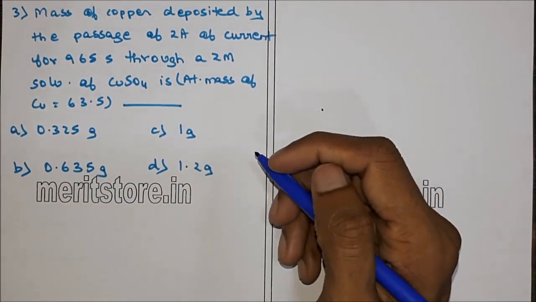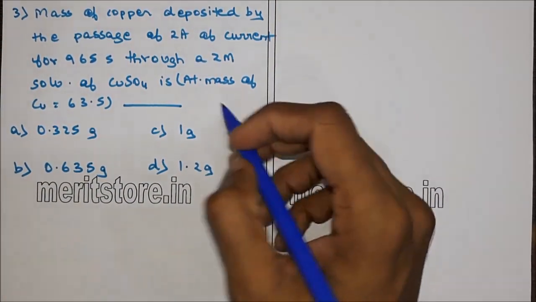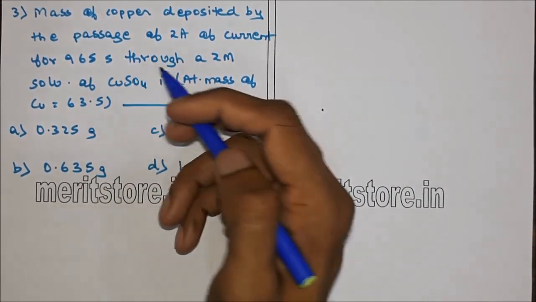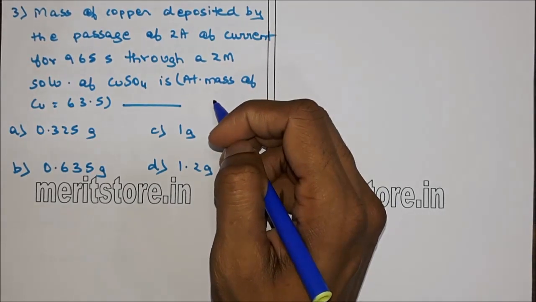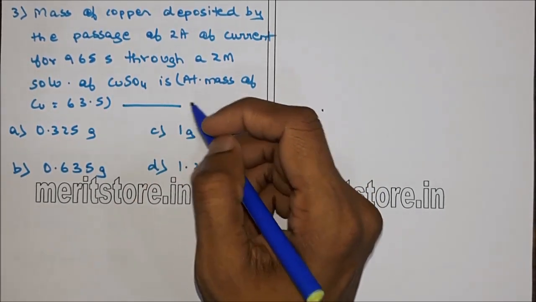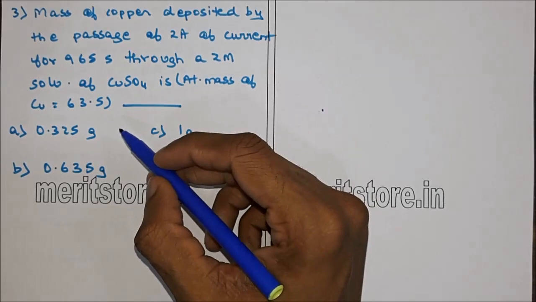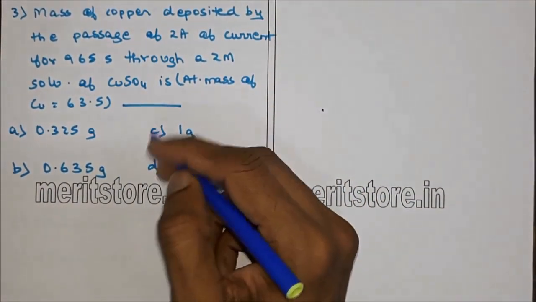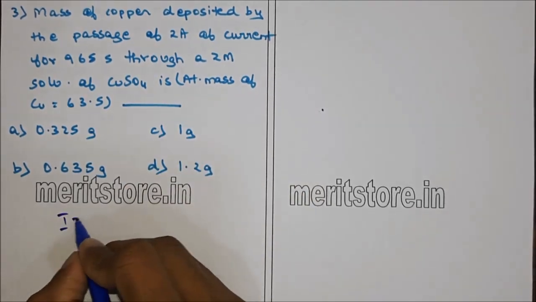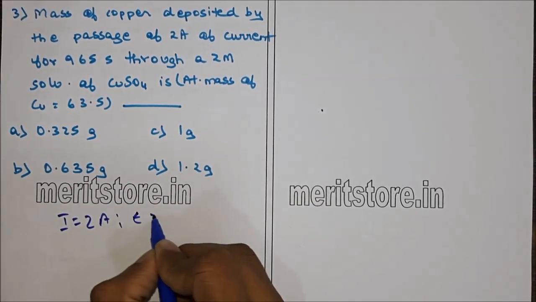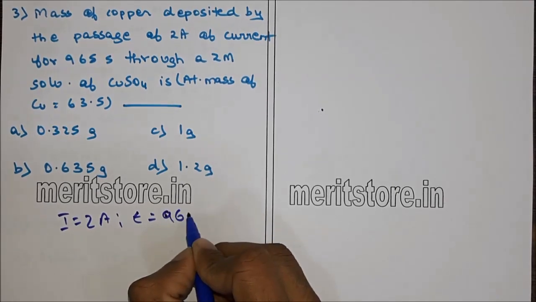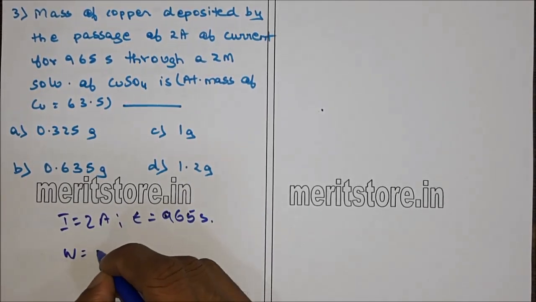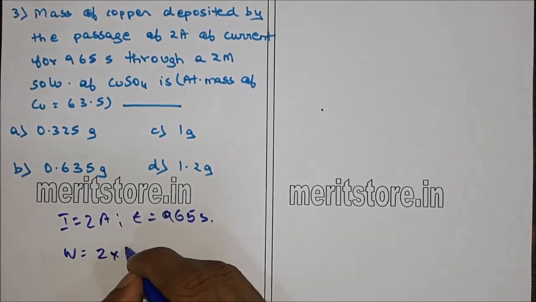Question 3. Mass of copper deposited by the passage of 2 ampere of current for 965 seconds through 2 molar solution of copper sulfate, where atomic mass of copper is given as 63.5. We have given 4 options over here. So we have I equal to 2 ampere and time, that is T equal to 965 seconds. We have W is equal to Z into I into T.